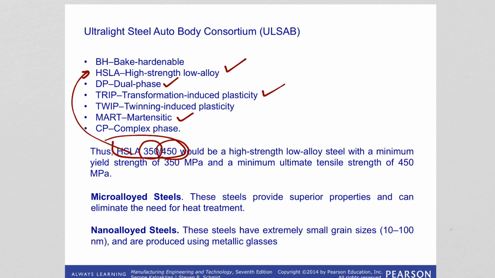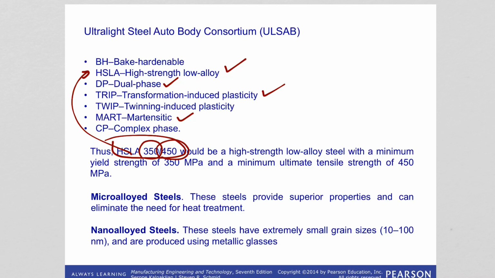So here we have microalloyed steels and nanoalloyed steels. Microalloyed steels have fine dispersed particles of carbon nitride in a matrix of ferrite and pearlite microstructure, and this provides an improved and uniform strength in the material.